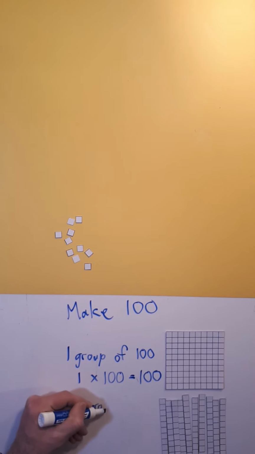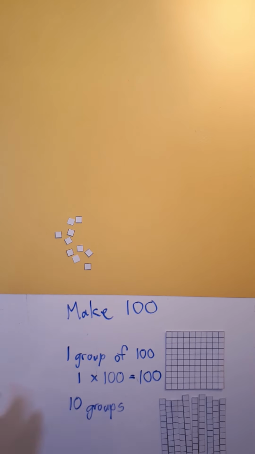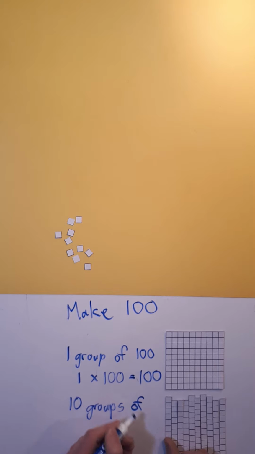And how many blocks is in each one of those groups? We counted it before. Let's count it again to make sure. 1, 2, 3, 4, 5, 6, 7, 8, 9, 10. So we have 10 groups of 10.